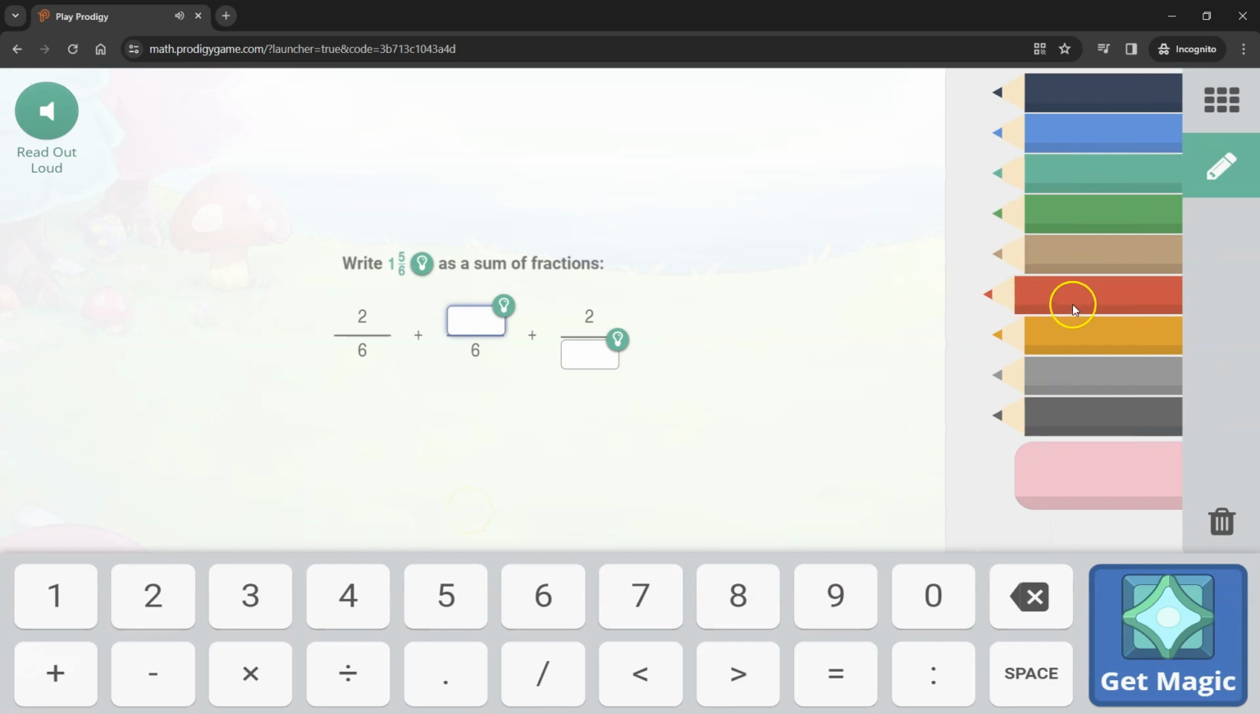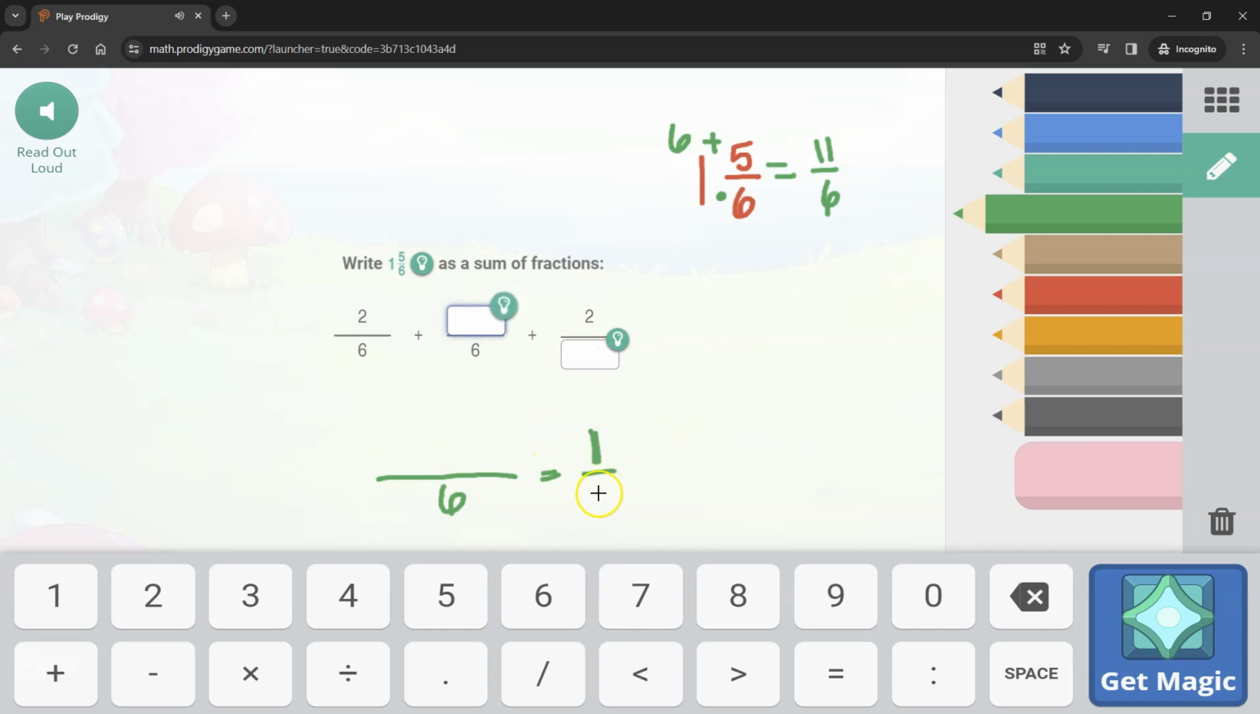Right, 1 and 5/6 is a sum of fractions. Well, first what we're going to do is turn this into an improper fraction. And earlier in the video we did 1 times 6 is 6. 6 plus 5 is 11. So we know that when we add all these up, it needs to be 11/6. So we already have 2, we already have another 2, but we don't have this number. We know our denominators have to be the same, so that's 6. So 2 plus 2 is 4. So 4 plus what number gives me 11? 7.